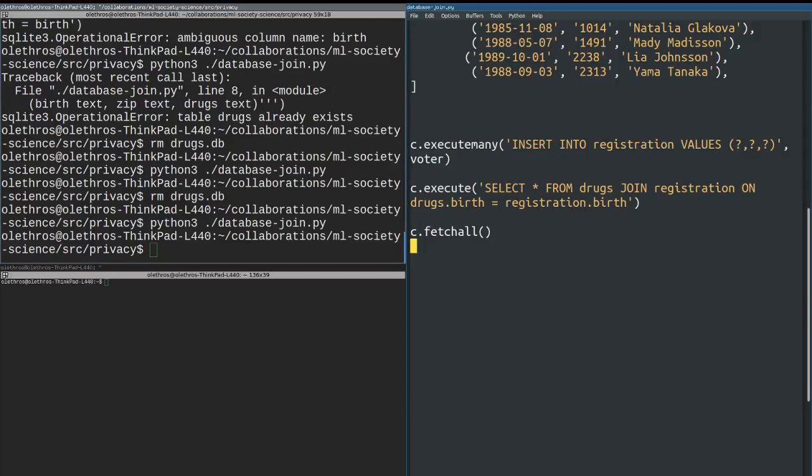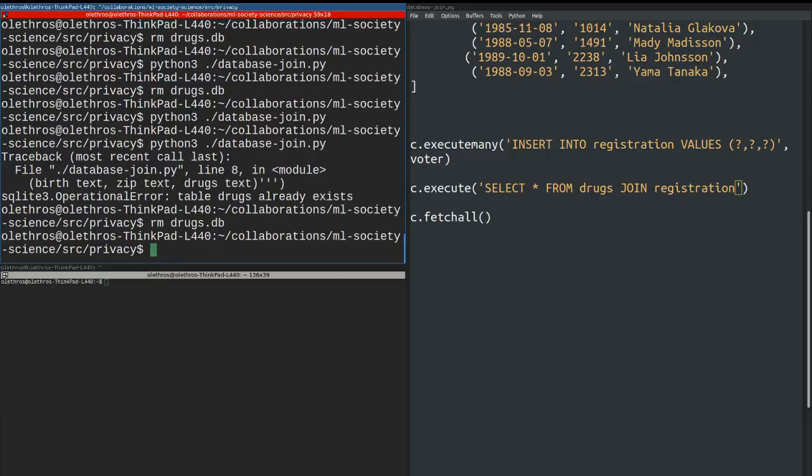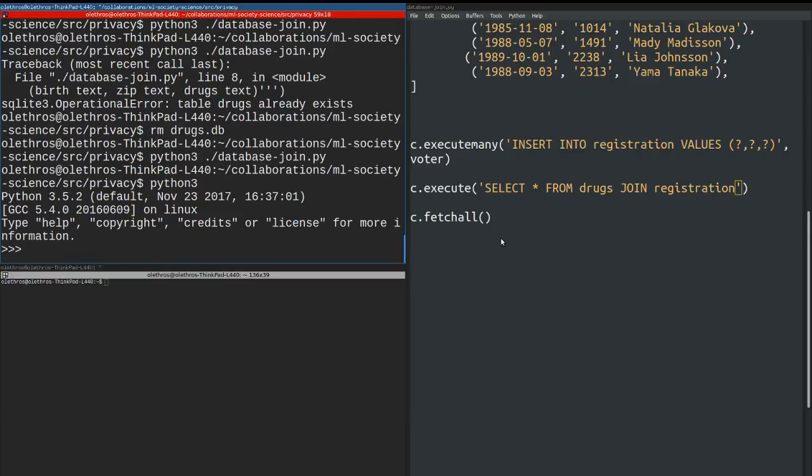You could just try the natural join, perhaps? You could try just the natural join to see if you get a result. Instead of the normal join, just do a natural join between drugs and registration. Just join without saying anything. Yeah, because they have the same column. Okay, let's try it now. Yeah, something happened, but I don't know why it doesn't print anything. But it does work.